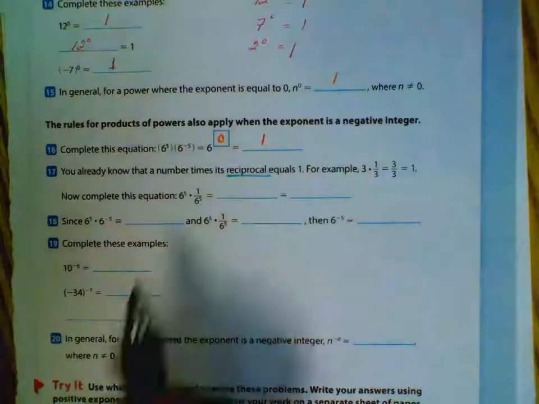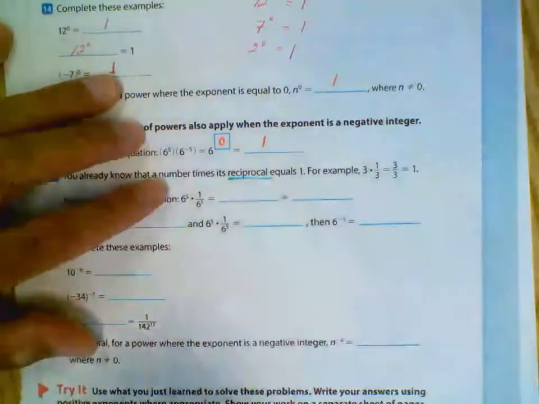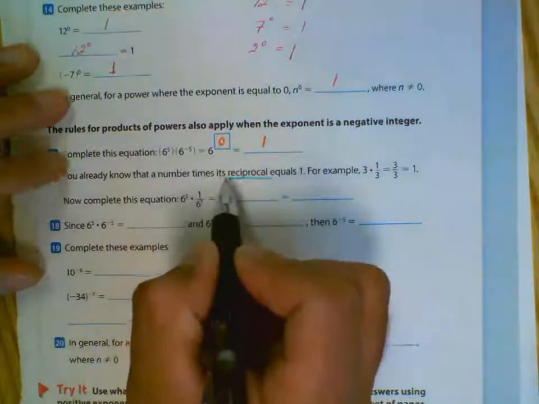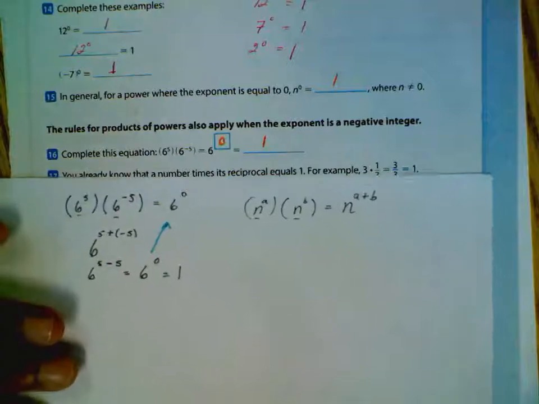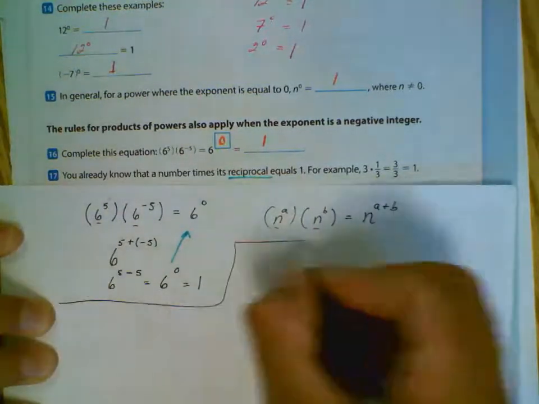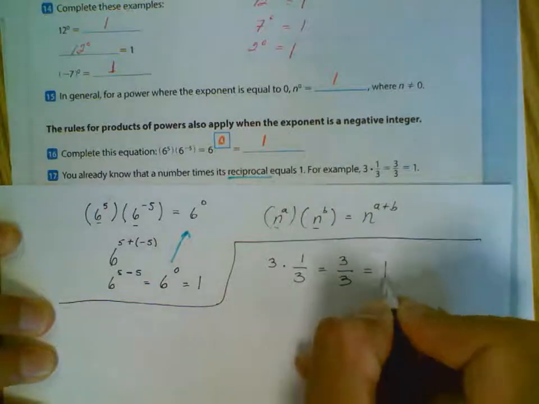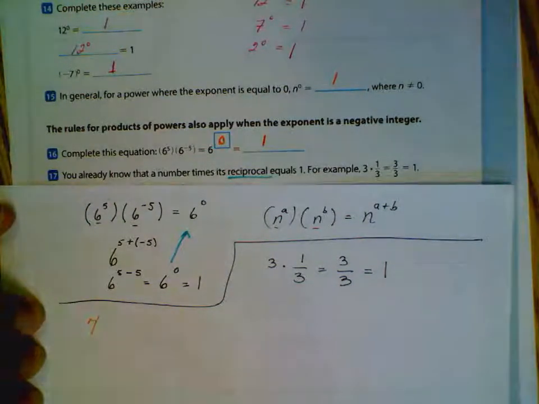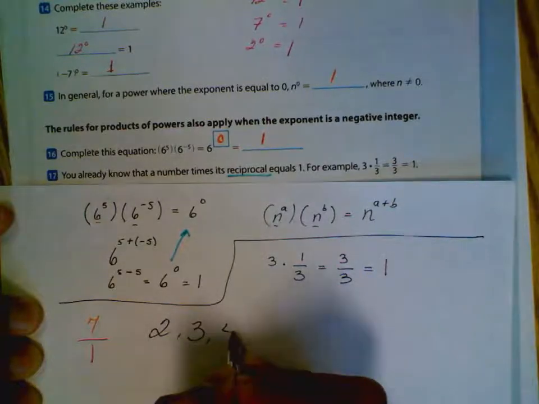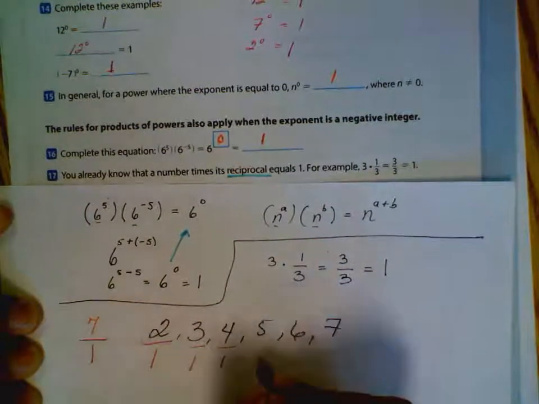Now, we also mentioned in the class, now complete this equation. 6 to the 5 times 1 over 6 to the 5th power is equal to, then we have some spaces. We already know that a number times its reciprocal equals 1. For example, I'm going to use this piece of paper here. 3 times 1/3 is equal to 3 over 3 equals 1. Every time you have a natural number, for example 7, it has a denominator that we don't write, and that one is 1. So for example, you have 2, 3, 4, 5, 6, 7. You can make those a fraction, and the denominator is always going to be 1.